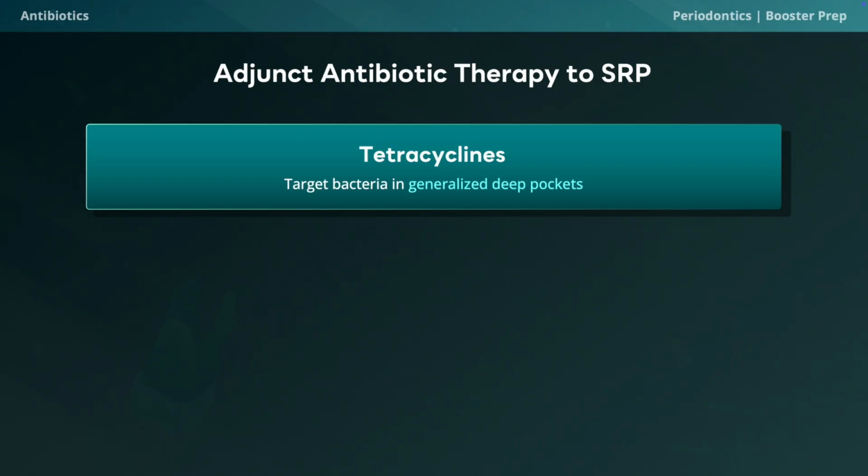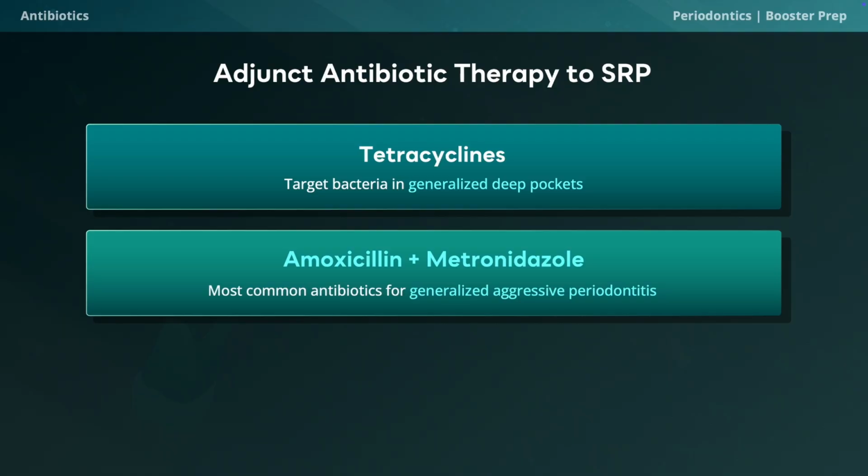Now, when taken in a low dose, doxycycline modulates the immune system of the patient. That decreases the inflammatory response, which makes them anti-inflammatory. The next is amoxicillin with metronidazole. This combo is commonly used in stage 3 or 4 grade C perio.